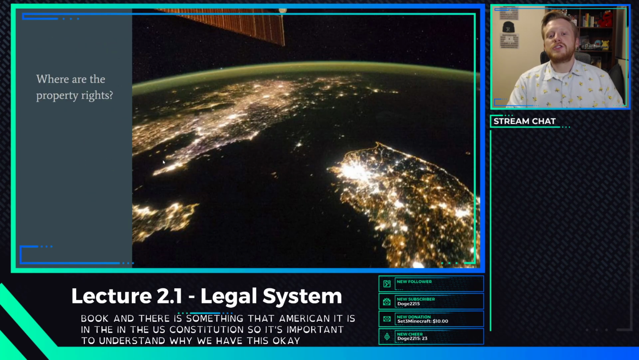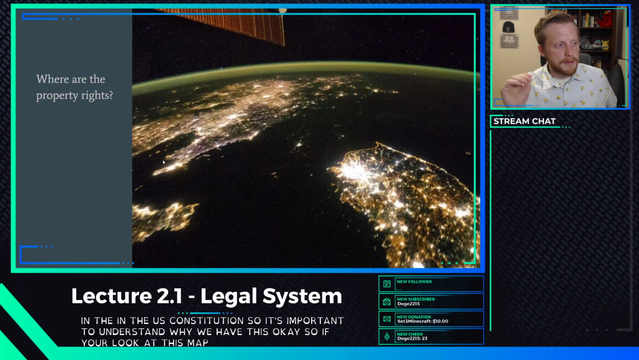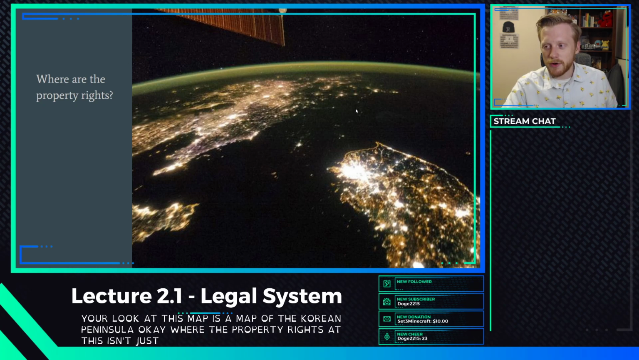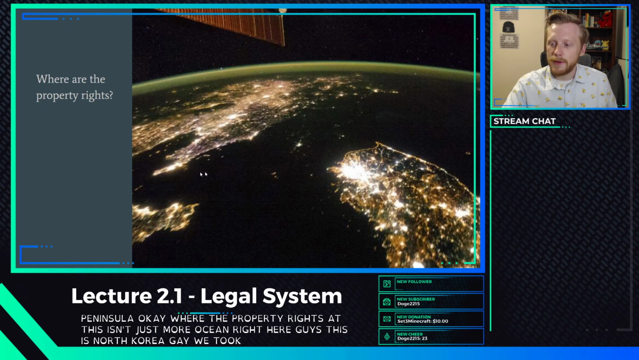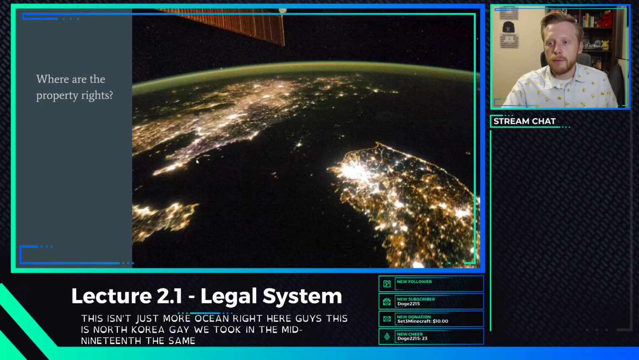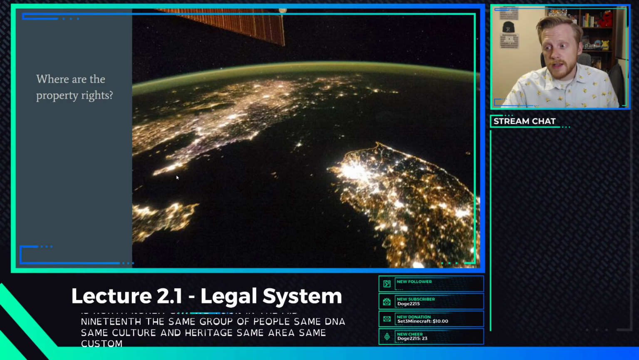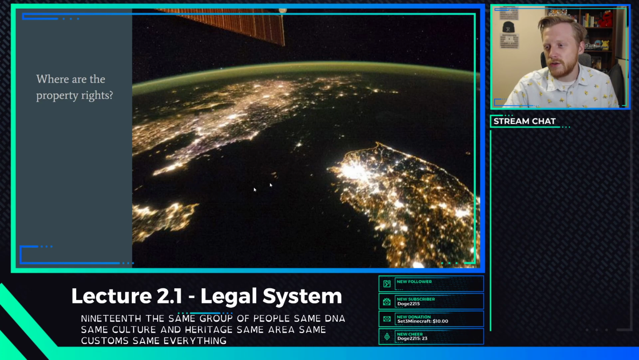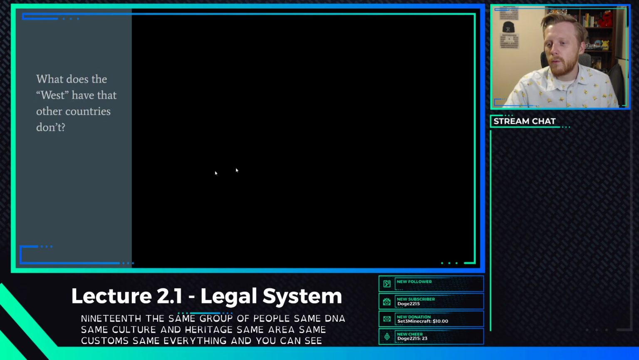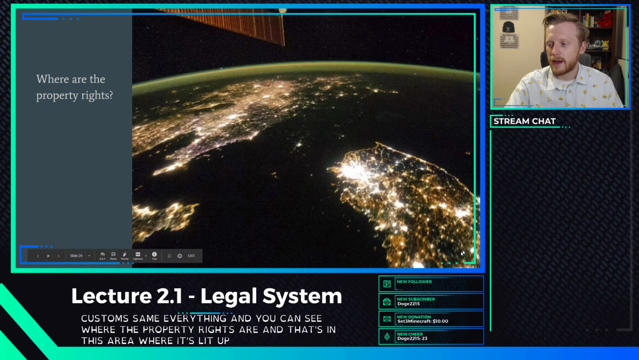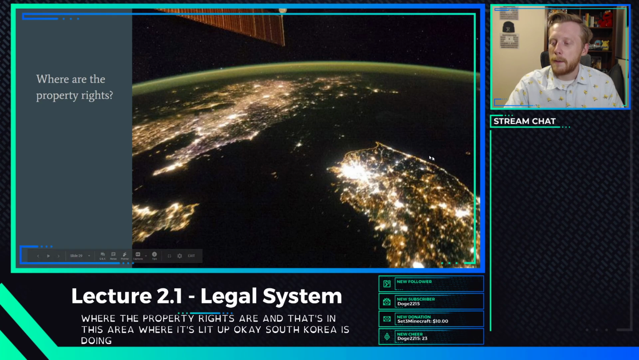So, if you were to look at this map, this is a map of the Korean Peninsula. Where are the property rights at? This isn't just more ocean right here, guys. This is North Korea. In the mid 1900s, we took the same group of people, same DNA, same culture, same heritage, same area, same customs, same everything, and you can see where the property rights are, and that's in this area where it's lit up. South Korea is doing amazing. North Korea, there's no lights at all.